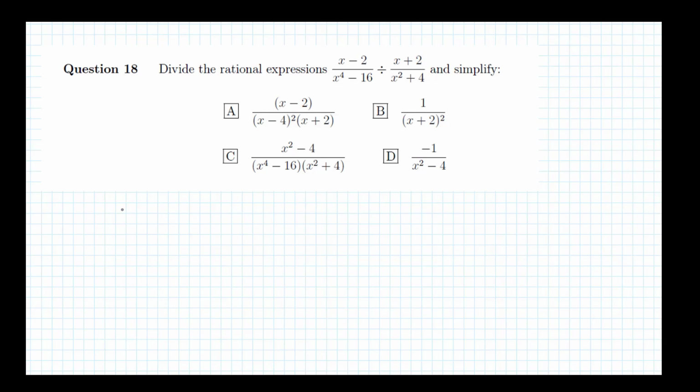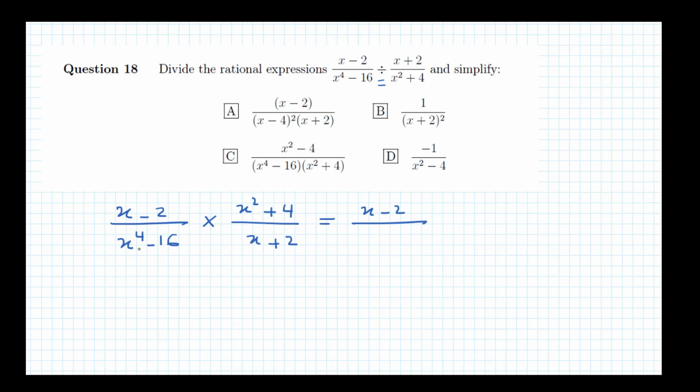In question 18, we should divide the rational expression x minus 2 divided by x to the 4 minus 16, divided by x plus 2 over x squared plus 4, and we should simplify it. Now let's begin by the first step. If we divide two fractions, we should multiply by the inverse of the second one. So we get x minus 2 divided by x to the 4 minus 16 times x squared plus 4 divided by x plus 2, which is the inverse of the original fraction.